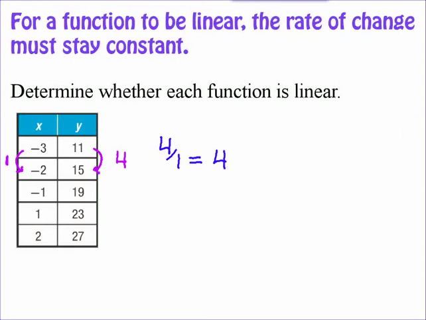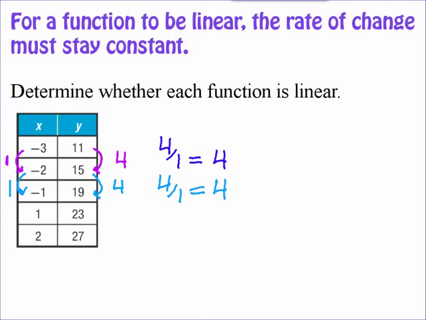Now we're going to do the same thing with the next two. What do you do from here to here? Subtract, and what do you get? 4. Here to here, you subtract, and you get 1. So here I get 4 divided by 1, so my rate of change is 4.